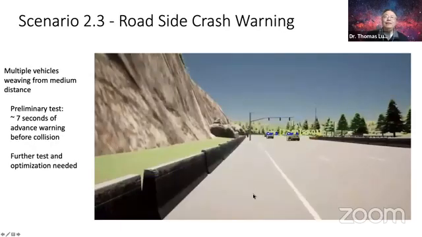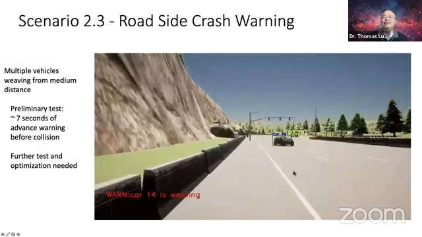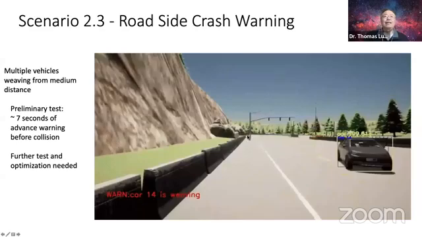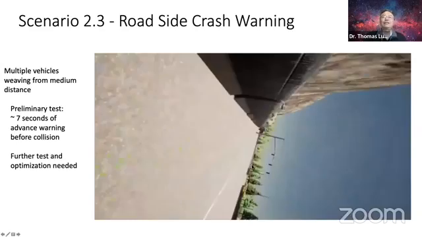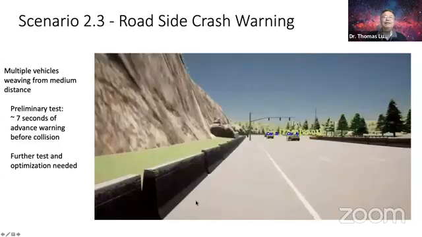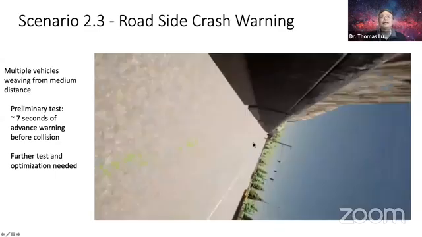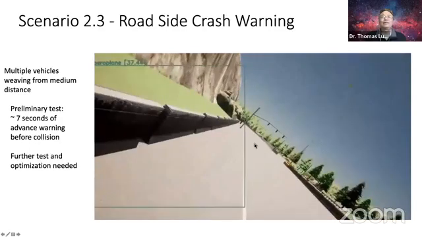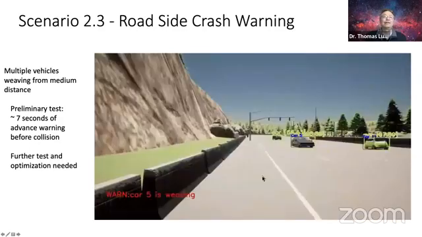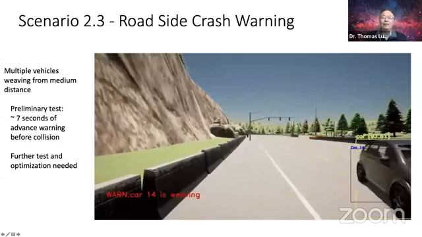This is another one. This car is weaving. You can see this weaving, so maybe this is a drunk driver. TruePol finds out this guy is weaving and gives a warning around 7 seconds before it really hits. It says car 5 is weaving. It sometimes gives a different number depending on how many cars are in the scene. So it basically tracks this one and says this car is weaving. It gives enough time for the first responder to be aware of it and do something.